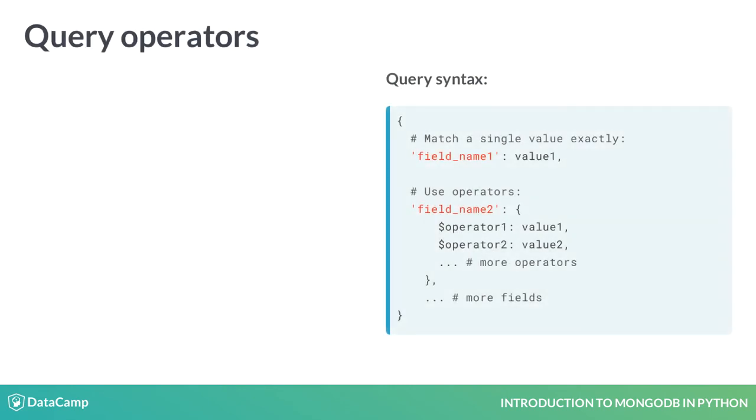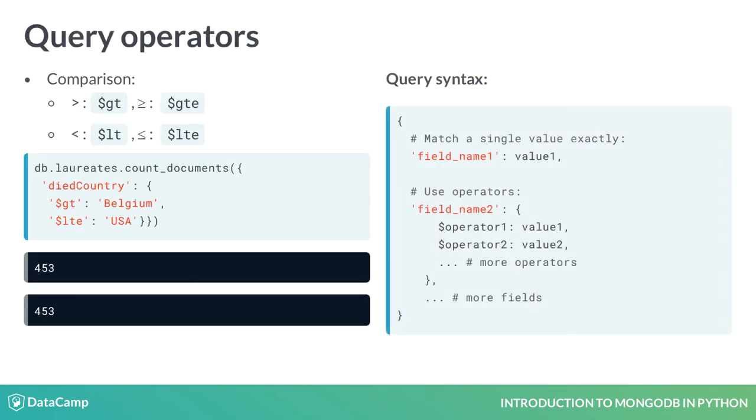For example, here we query for documents with died country greater than, or $gt, the string Belgium. At the same time, we query for died country less than or equal to, or $lte, the string USA. How rude that MongoDB considers some countries to be greater than or less than others.